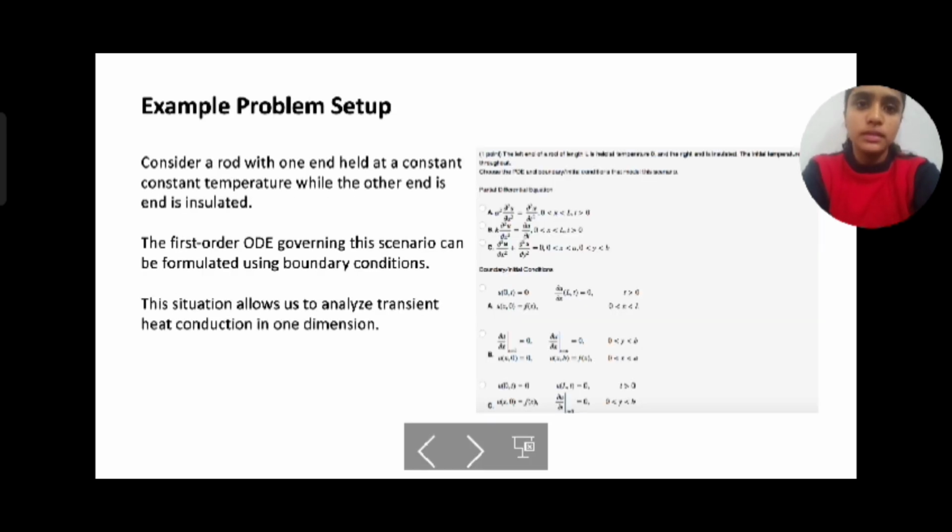Example problem setup. Consider a rod with one end held at a constant temperature while the other end is insulated. The first order ODE governing this scenario can be formulated using boundary conditions. This situation allows us to analyze transient heat conduction in one dimension.